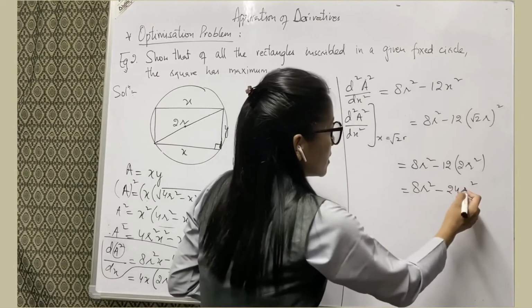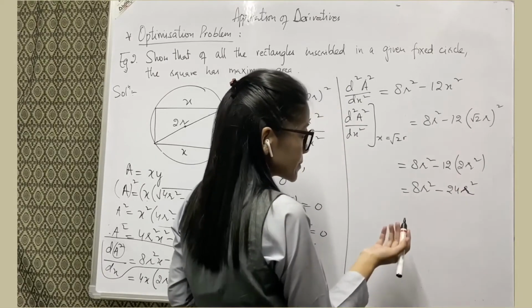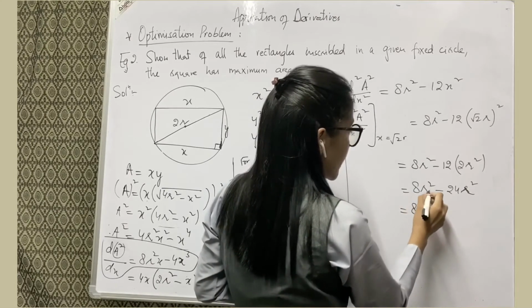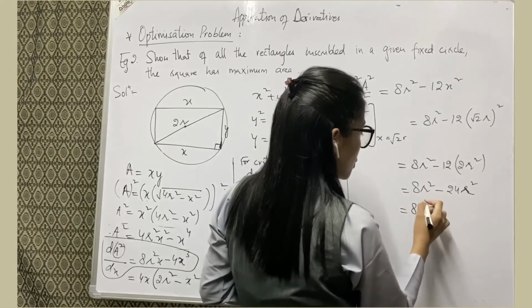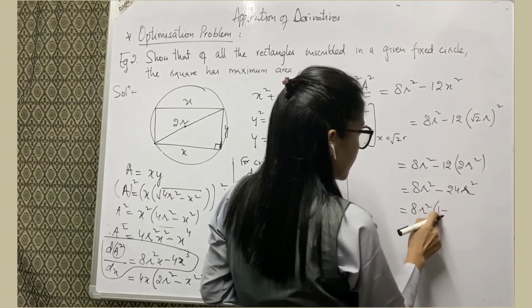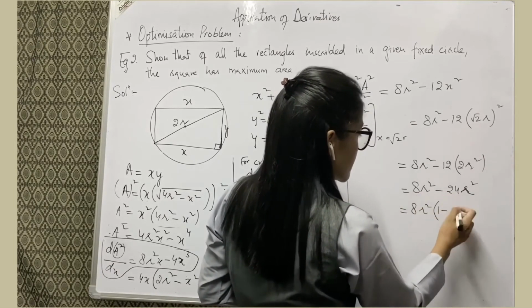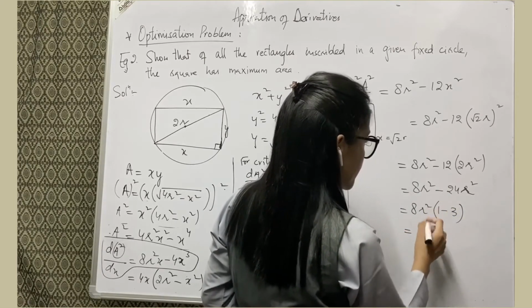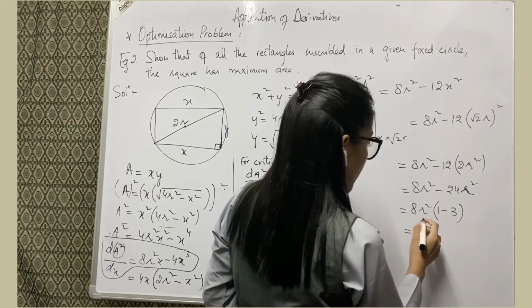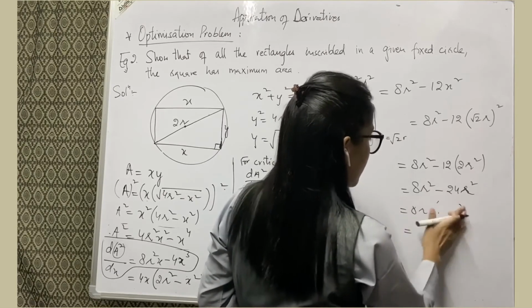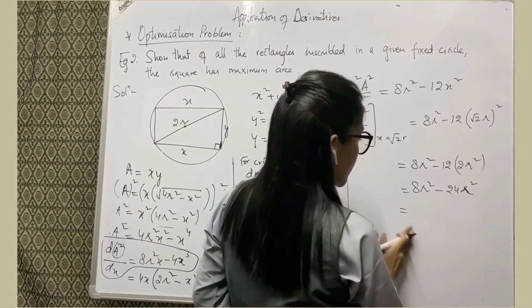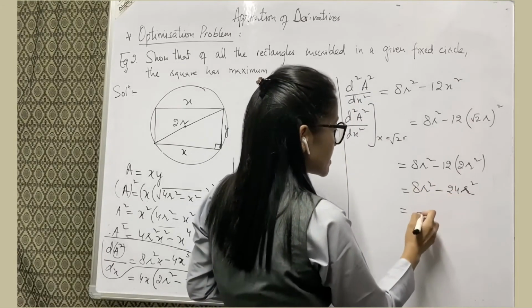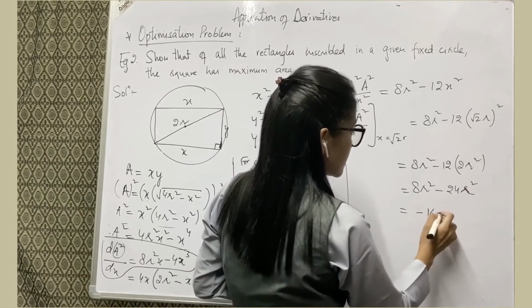Now from this you can take out 8r squared common. What I'm left with is 1 minus 8 times 3, which is 24. Directly you can subtract; these two are like terms, so you can subtract, and that is negative 16r squared.